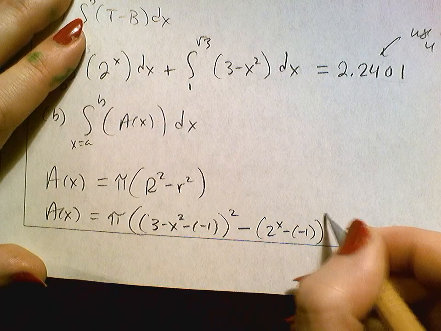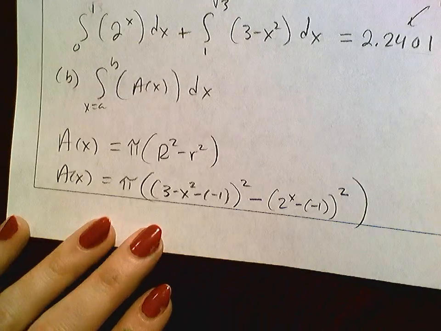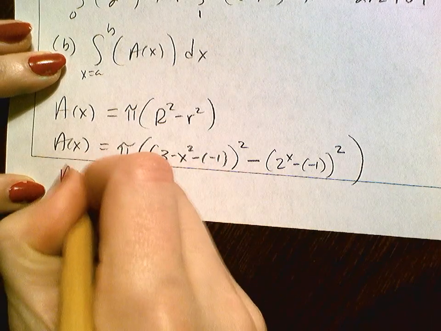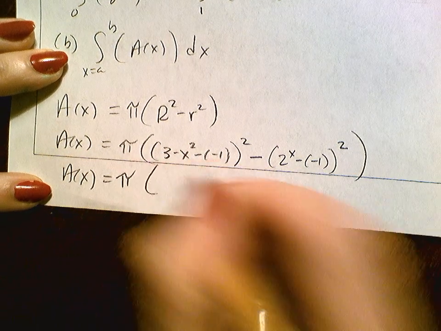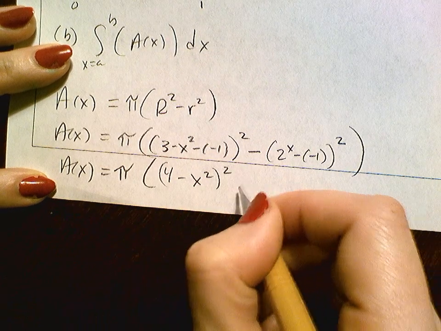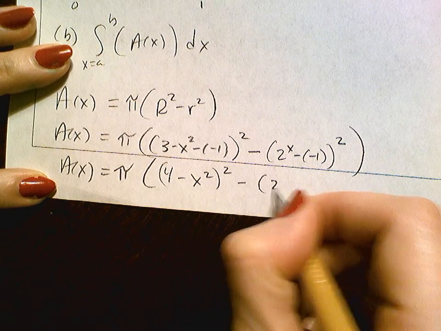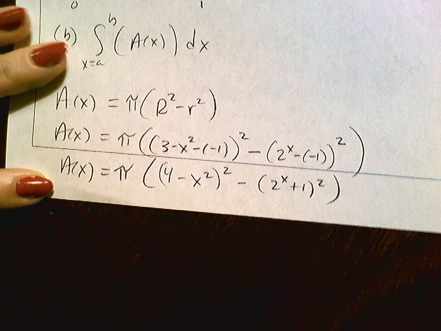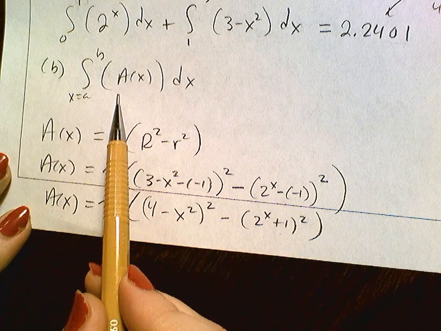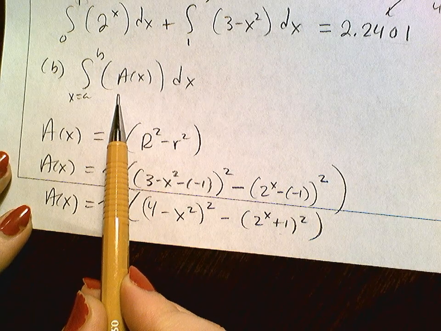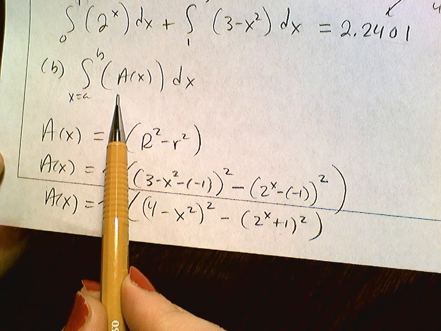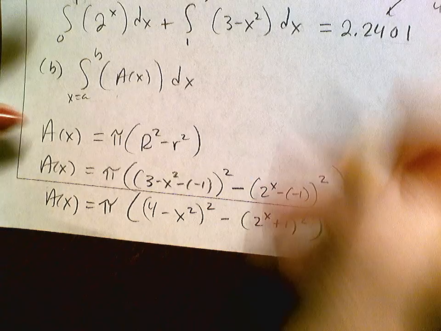And then you square that, and then there's that. Okay? And then you can simplify a little bit if you want. Okay, so this will be 4 minus x squared, squared, minus 2 to the x plus 1, squared. Okay, and then this goes inside of this. Okay, that goes inside of that. But I'll do that in a minute.